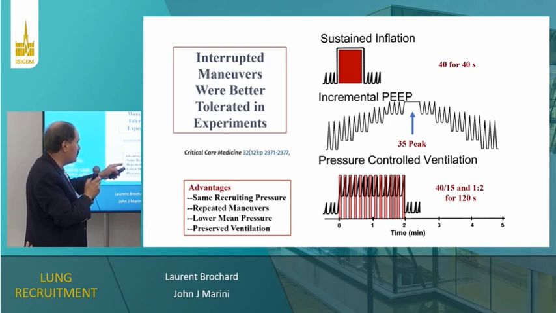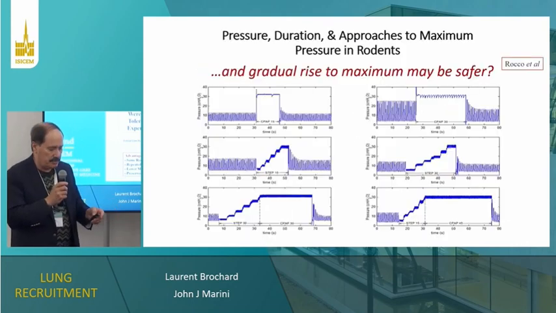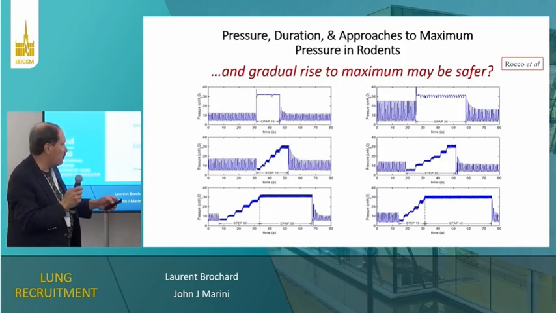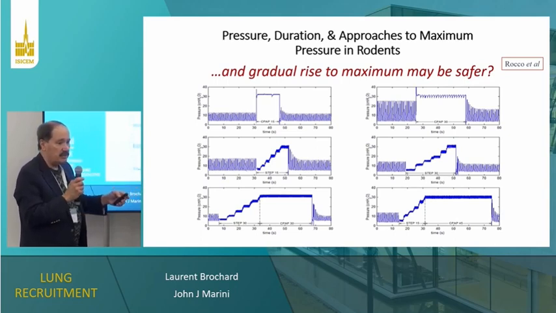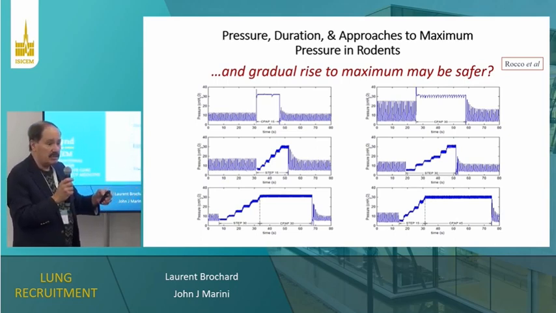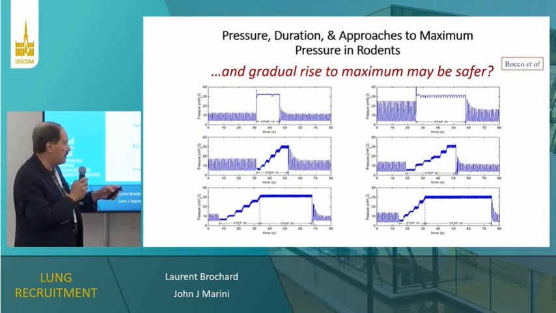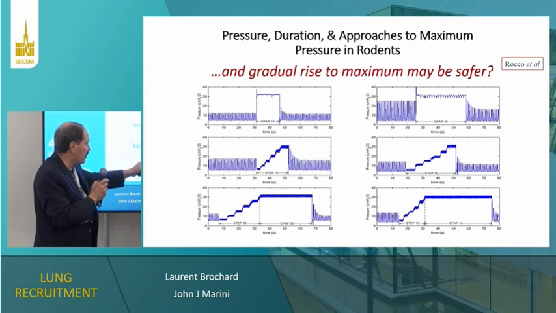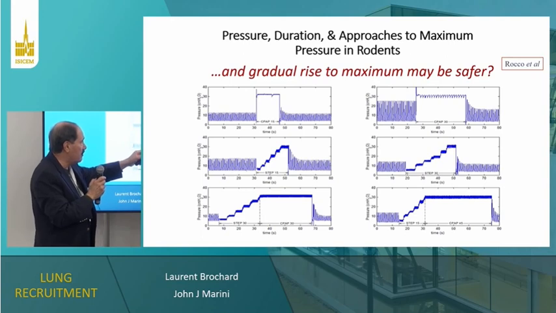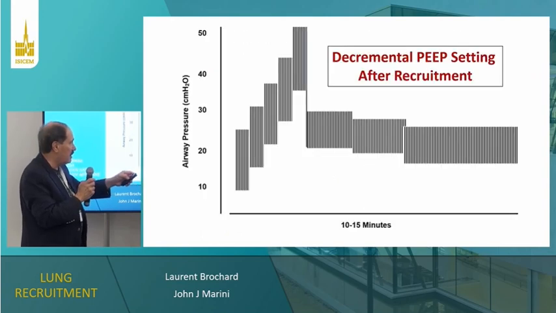Advantages: the same recruiting pressure, repeated maneuvers help with ventilation and lower mean airway pressure. And if you reach your target a little more slowly, at least in the laboratory, you find a little less damage in rodent lungs that are ventilated after a recruitment maneuver that goes to the same total pressure, but in steps rather than all of a sudden.